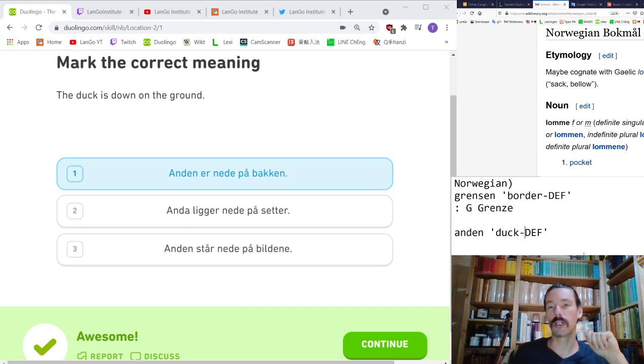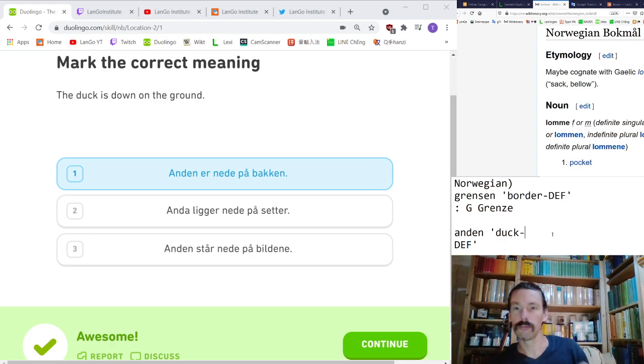Anden nede på bakken. Good. Die Ente, the German cognate. Die Ente. And die Grenze.